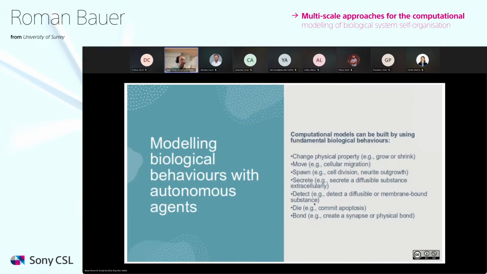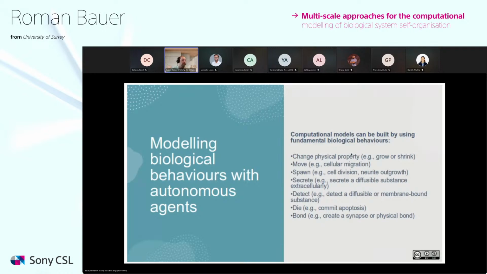Now, what kind of biological behaviors are we speaking of? Until now, I've worked with agent-based models for more than 15 years now. We have used those 7 fundamental basic behaviors, and until now, those have been sufficient to model any kind of biological system that we wanted to model. So what are those behaviors?